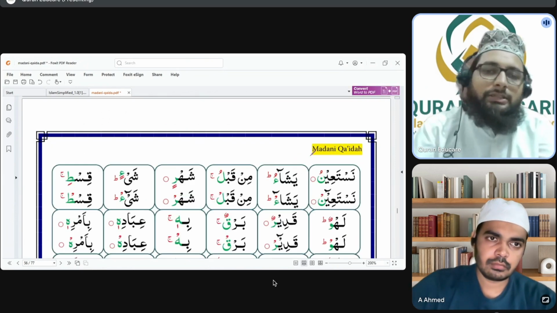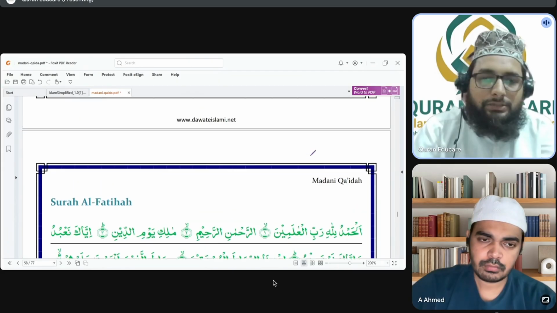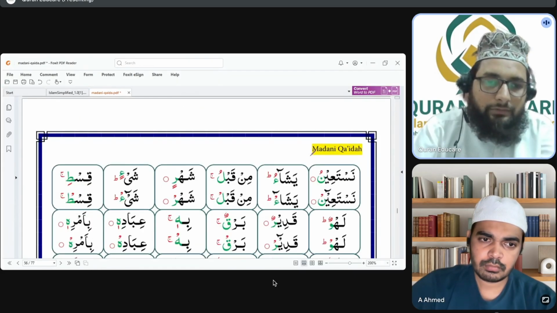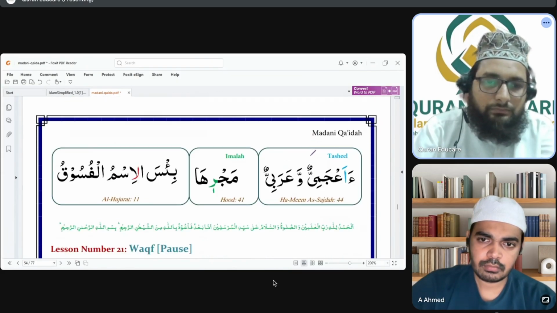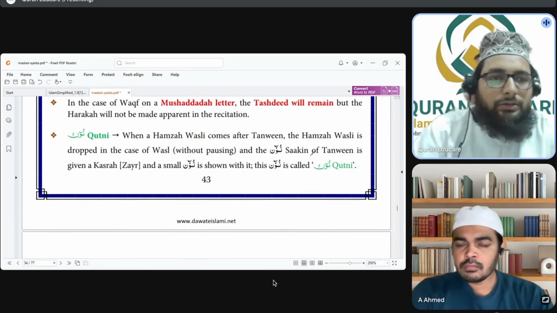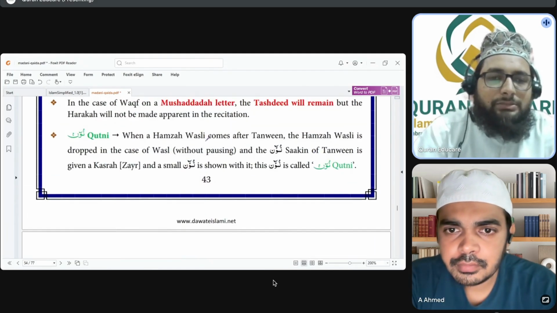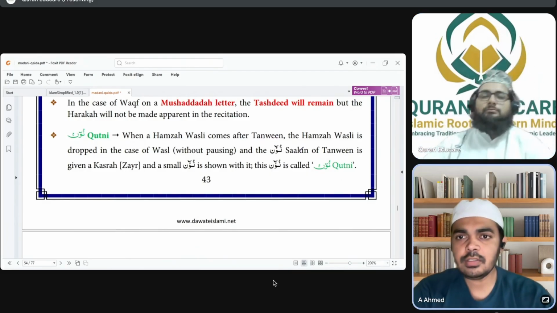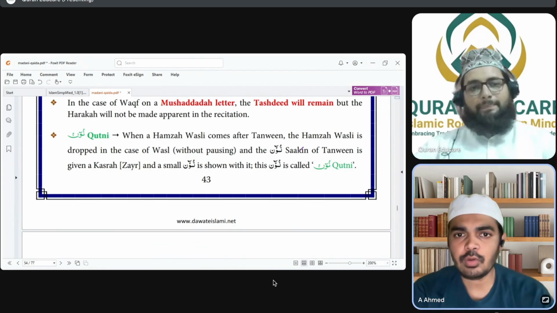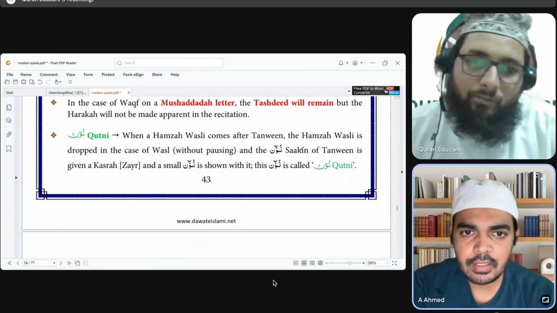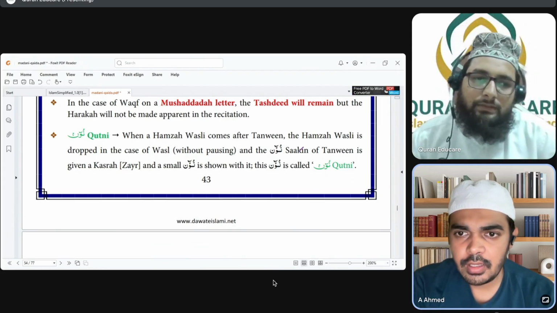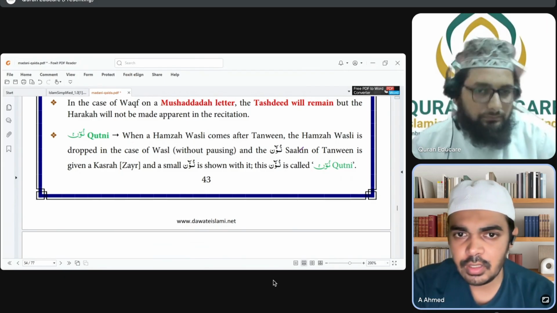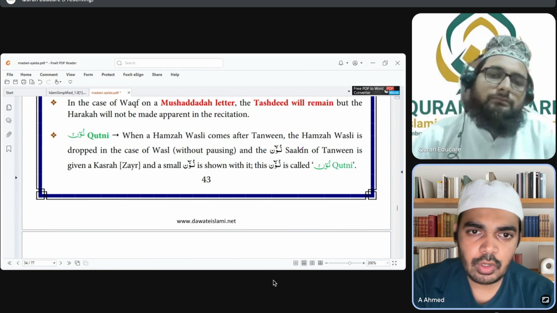Okay, now read the definition. You will understand the definition from what we have learned. When a hamza wasli comes after tanween, the hamza wasli is dropped in the case of wasl without pausing, and the noon sakin of tanween is given a kasra zair, and a small noon is shown with it. This noon is called noon qutni.